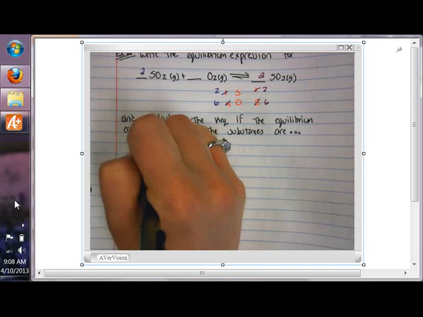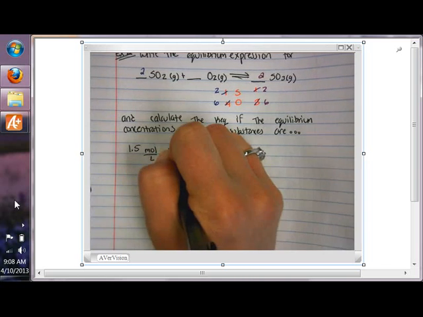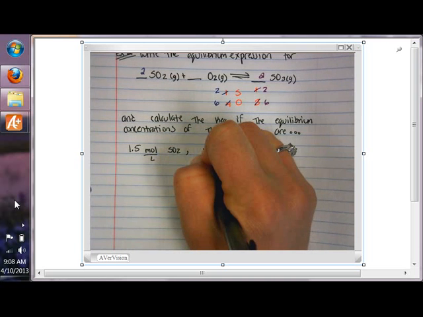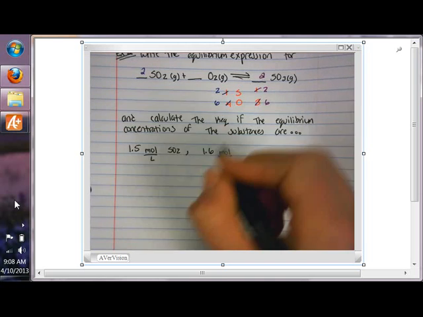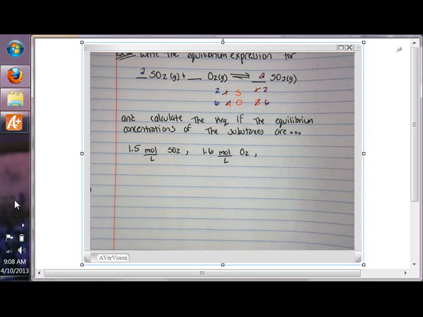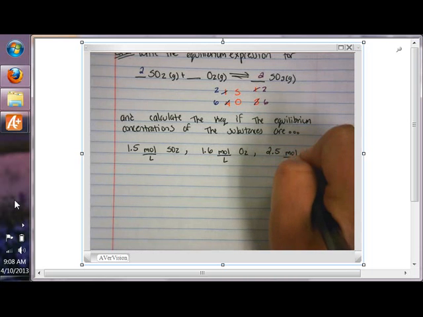1.5 moles over liter SO2, 1.6 moles over liter O2, 2.5 moles over liter SO3.